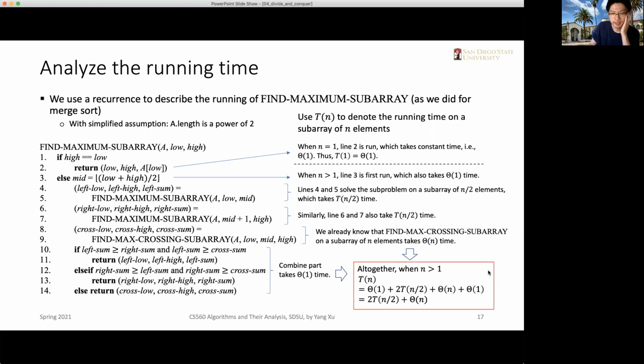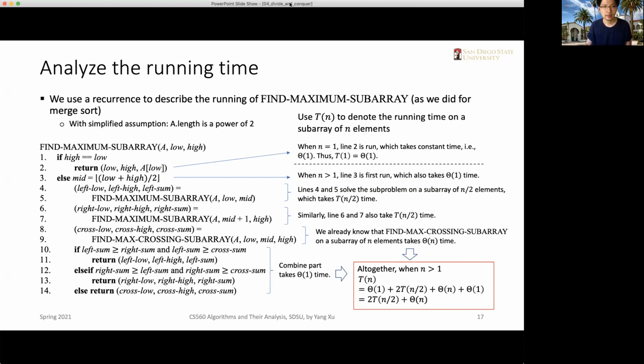It's T of n equals 2 times T of n over 2 plus theta of n, which is exactly the same form as merge sort. That means we have basically the same solution, n times log n, for the maximum subarray problem, which is an improvement compared to the brute force solution that has quadratic running time. That's how we implement the divide and conquer algorithm for the maximum subarray problem.